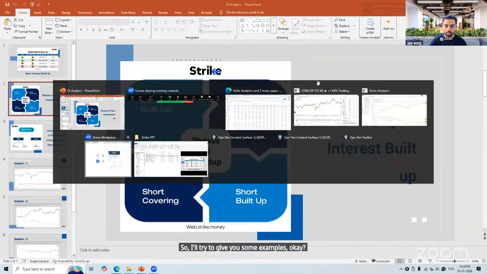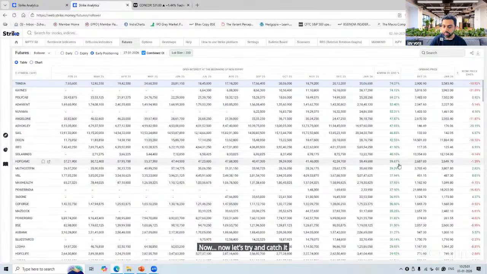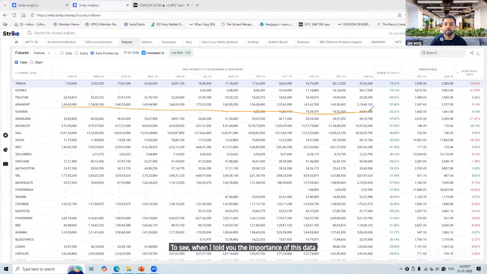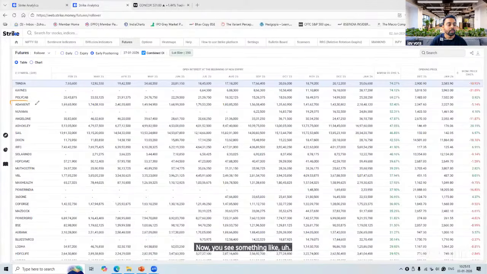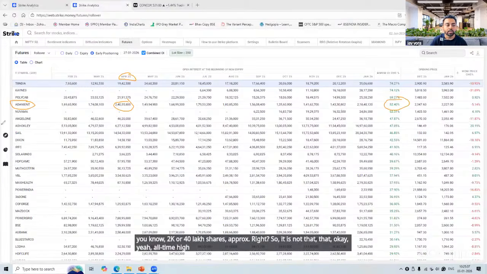Okay. Now let's try and catch it only through this. So see, when I told you the importance of this data, a 12-month average, because it tells you which are the outliers. Now, you see something like, say, for example, Adani Enterprise. You can see over here that the surge is 52%, right? But when you see in the past, somewhere around April 2025, you had 2 crore 40 lakh shares approx, right? So it is not that this is an all-time high open interest or something like that.